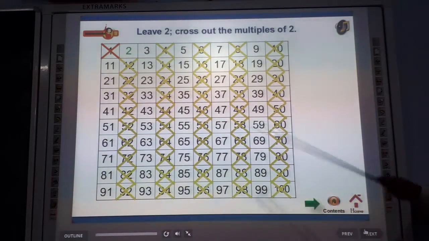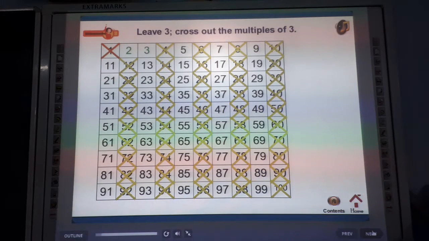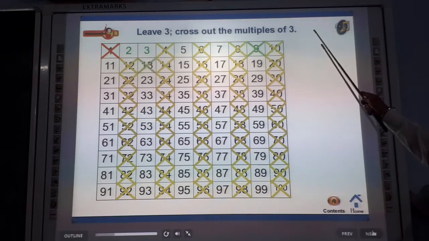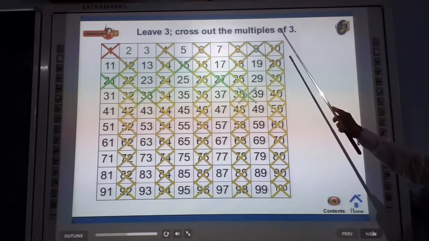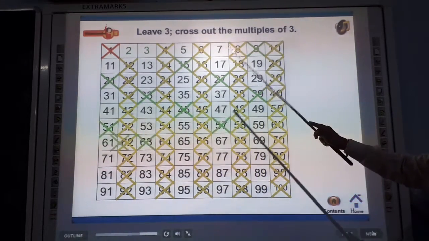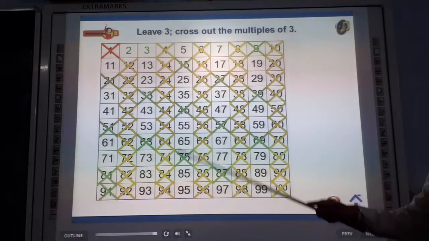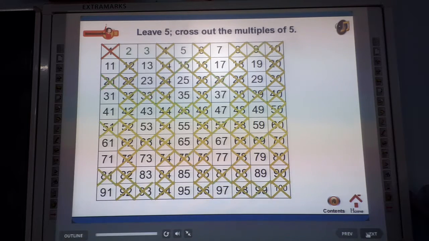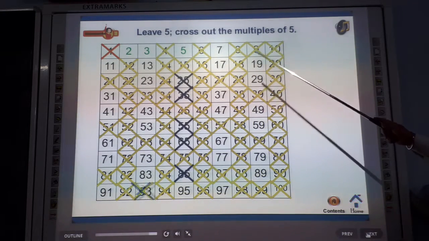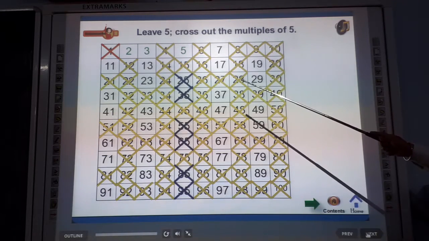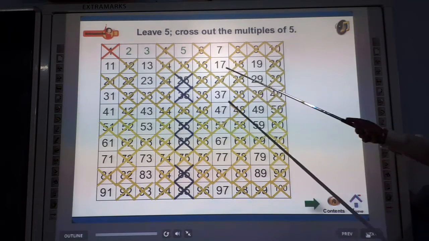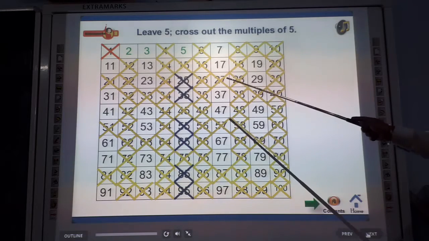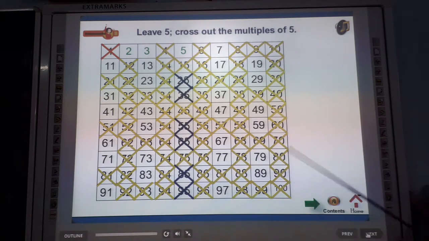Step 3, cross out the multiples of 3: 3 times 2 is 6, 3 times 3 is 9, 3 times 4 is 12 and so on. Step 5, cross out the multiples of 5: 5 times 1 is 5, 5 times 2 is 10, 5 times 3 is 15, 5 times 4 is 20, 5 times 5 is 25, and so on.